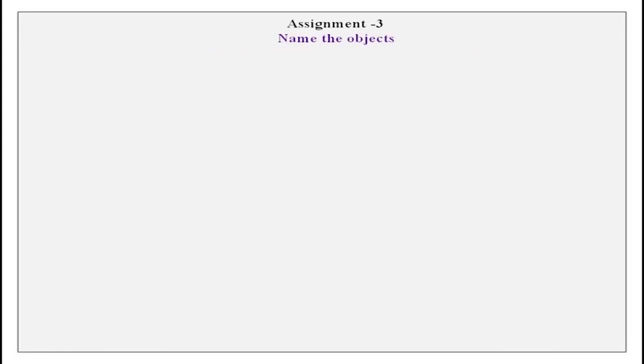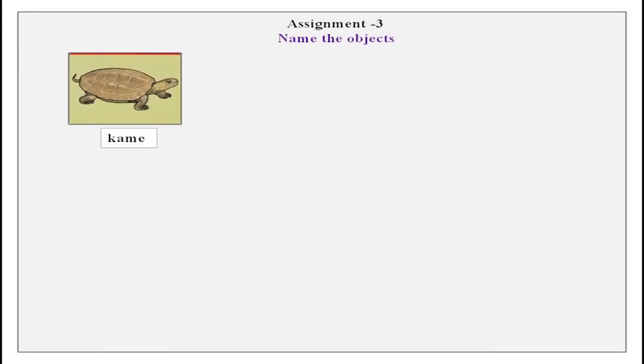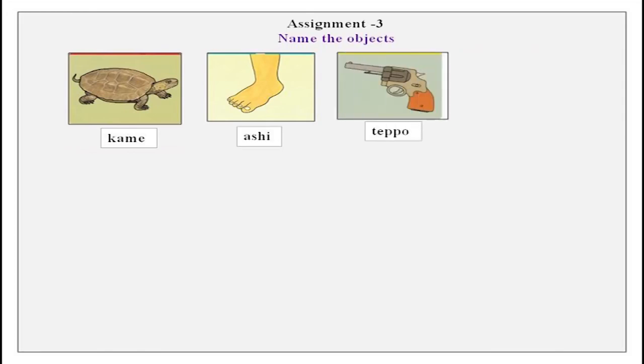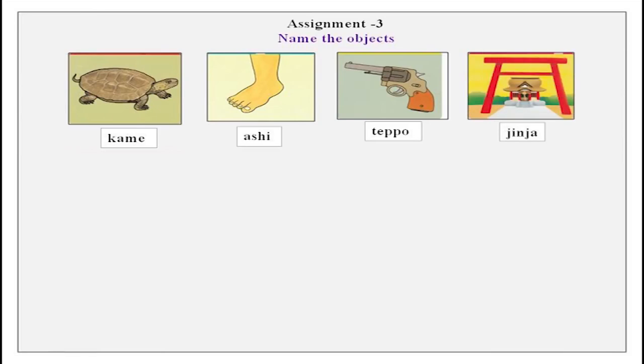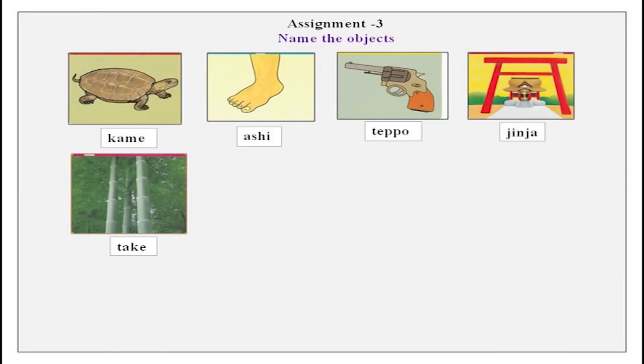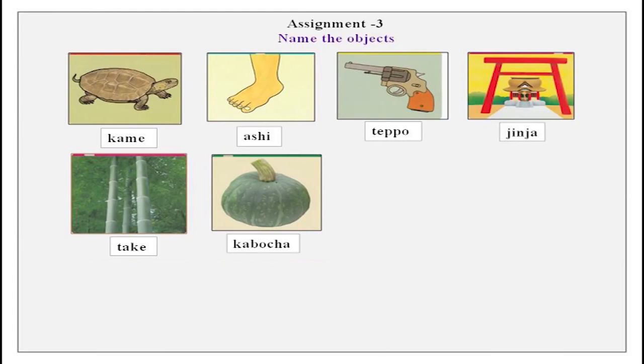Again, it was just to name the objects. Basically, what we are doing here is we are practicing vocabulary, which will help you make sentences later on when you are doing conversation. So, well, the first one is kame, as you can see. Ashi. You can repeat after me. Ashi. Teppo. Jinja. Take. Take is bamboo. Kabocha.